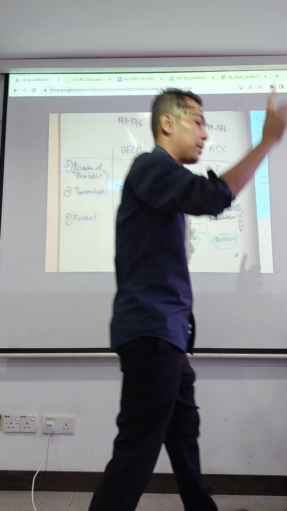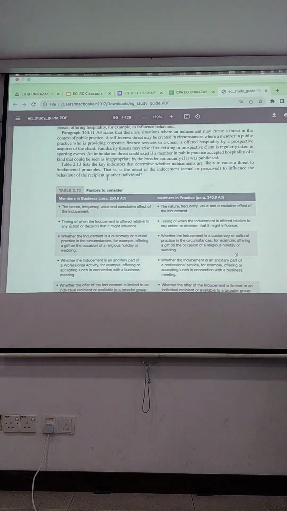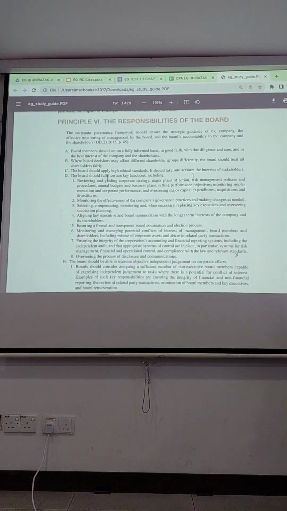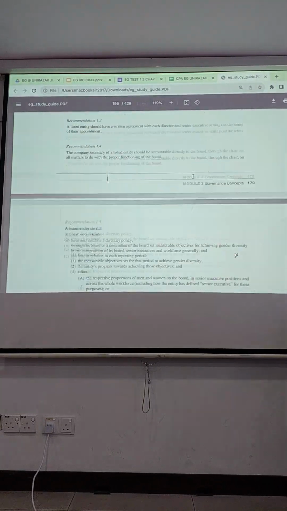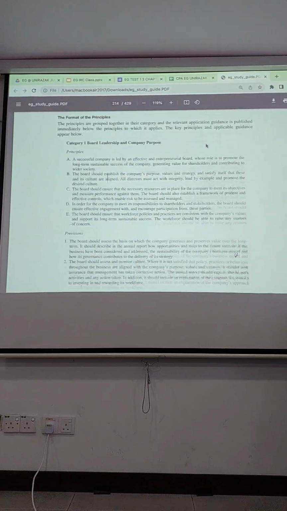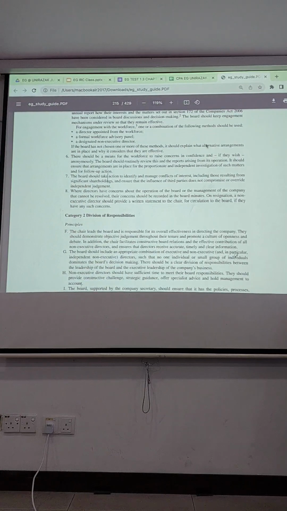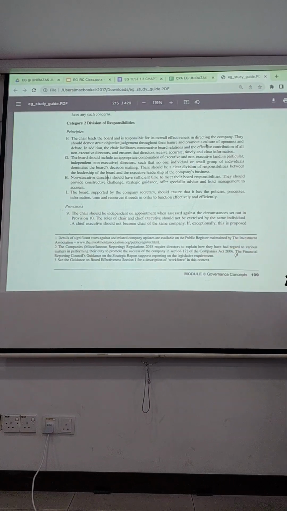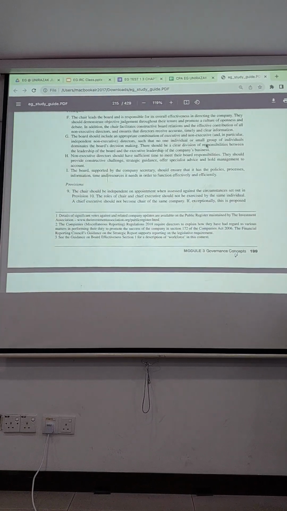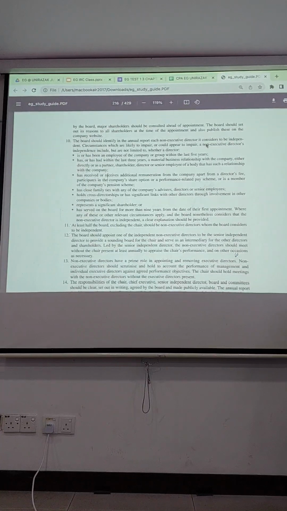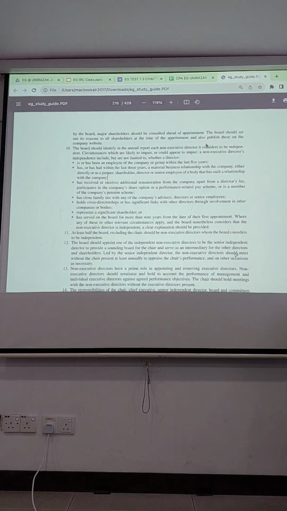Let's test one. Remember I told you principles are general. Provisions are more specific. Let's test one. Provision 9. If you want to state the principle, which principle links to provision 9? F. Okay, because that one is quite clear, right? How about 10?